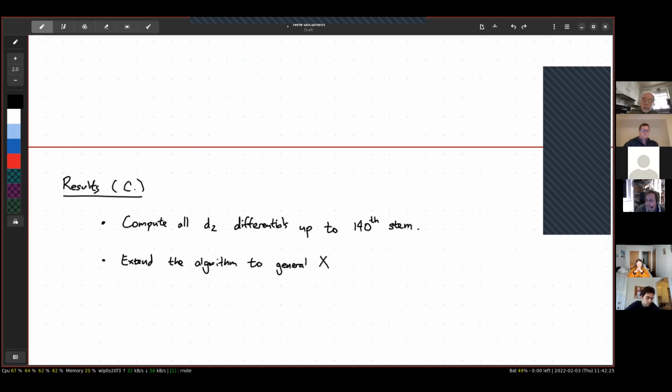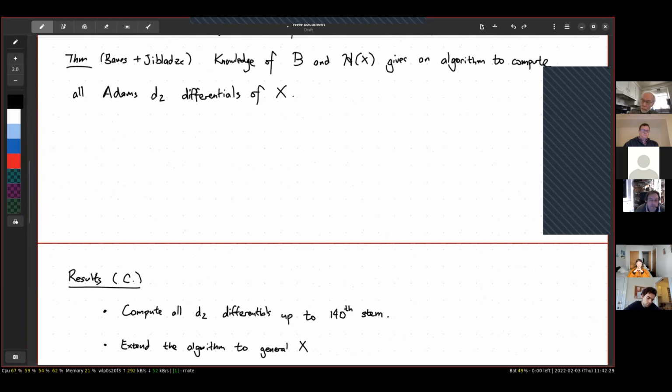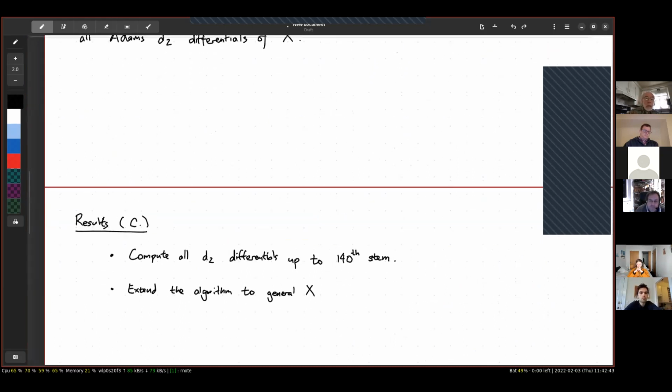So I'll say something about this. Previously, Bowers already described how to do this for a general X. So what remains is to figure out what the secondary cohomology of a space is. And that's sort of what we did. We just thought about how we can figure this out, and it turned out it's not that hard. So the algorithm can be extended to general X.